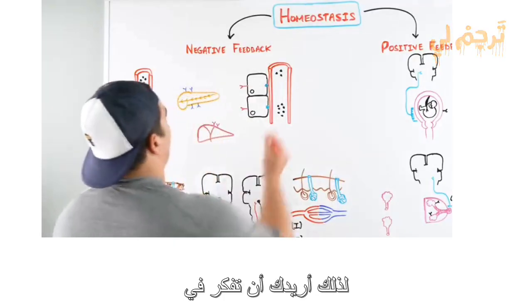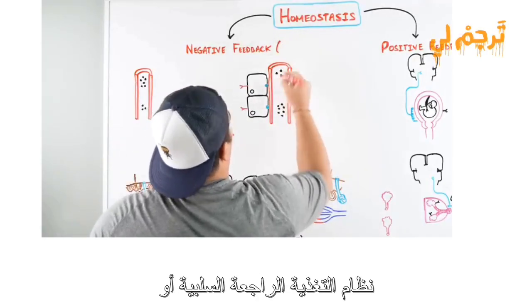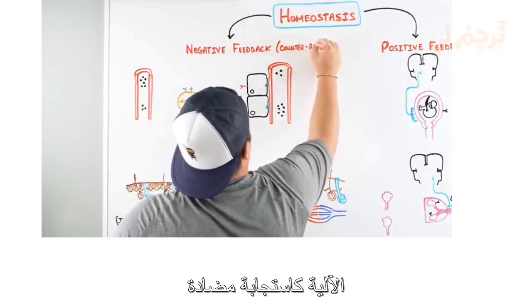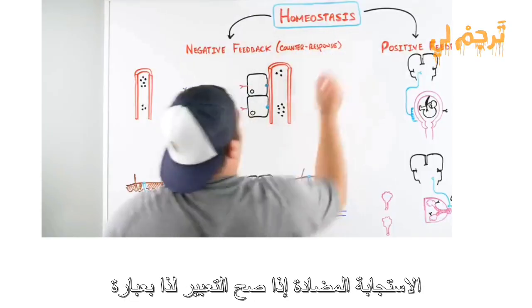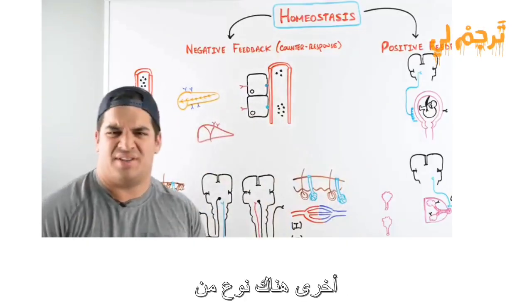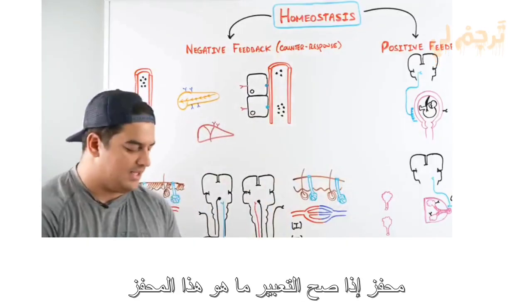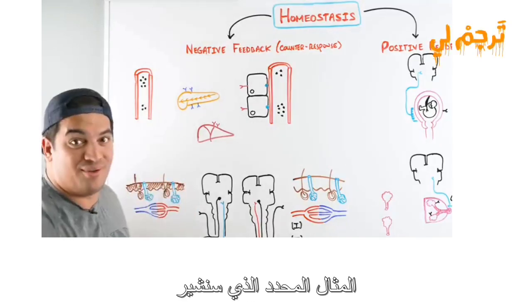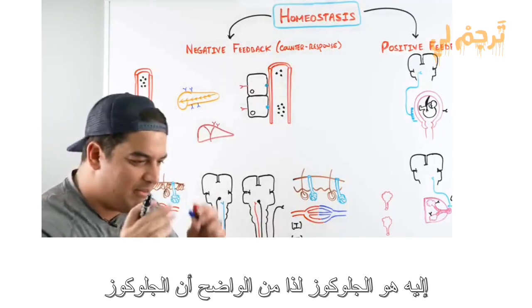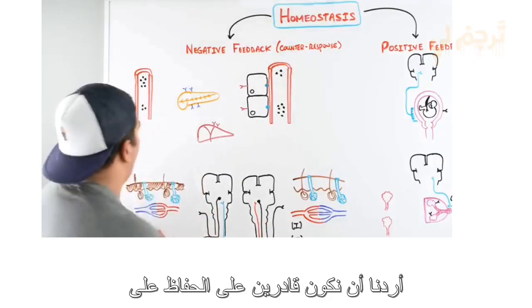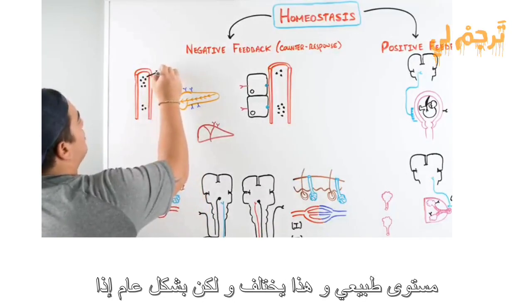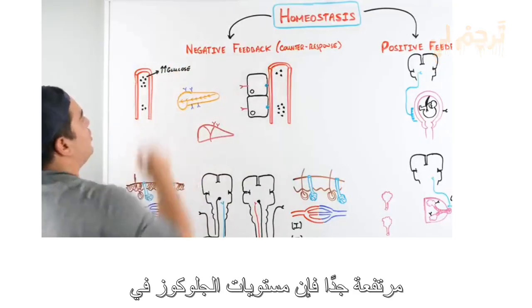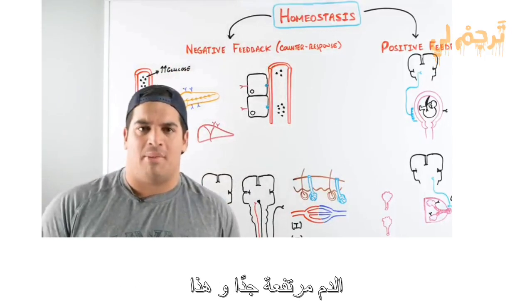I want you to think about the negative feedback mechanism as the counter response. In other words, there's some type of problem, there's a stimulus, if you will. The stimulus in the example we're going to be referring to is glucose. We obviously want glucose to maintain a normal level. That varies, but generally if the glucose levels within the blood are too high, this is a particular stimulus for our body.